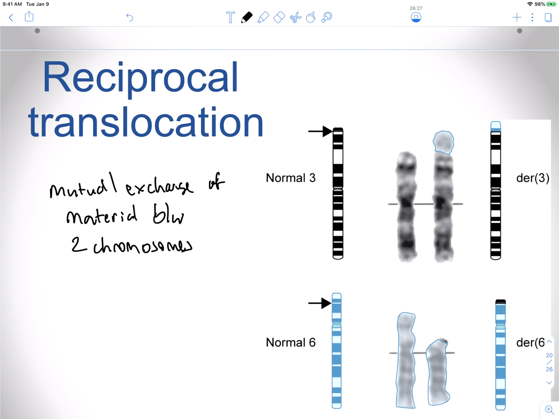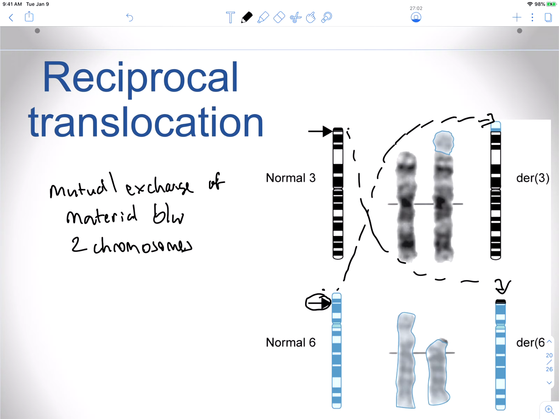In this picture here, you have the distal half of the short arm of chromosome 6, which is going to move to the short arm of chromosome 3. So you have this piece that moves up here. And then the piece of chromosome 3 gets moved to chromosome 6. So this one goes here.